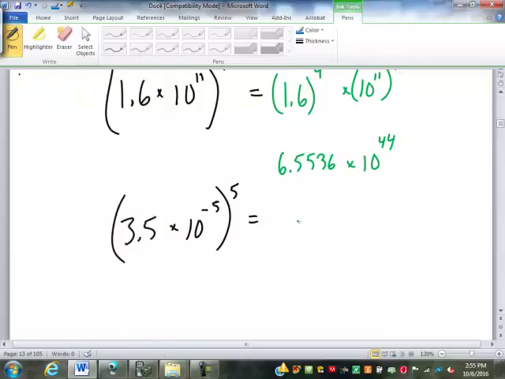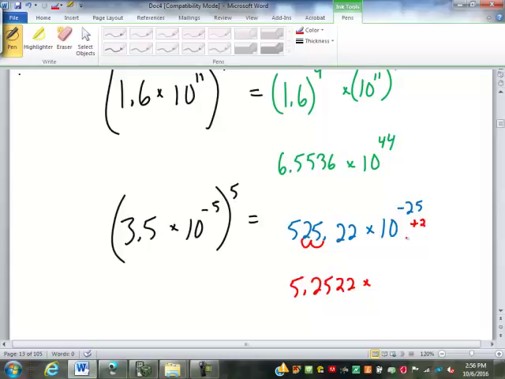525.22. That's fine. You're good enough. Times 10 to the power of negative 25. Now the decimal point here has to move 2 spots over. 5.2522. Now this number got smaller by 2 places, so the power has to get larger by 2. So negative 25 plus 2 is negative 23. What do you think? Not horrible?